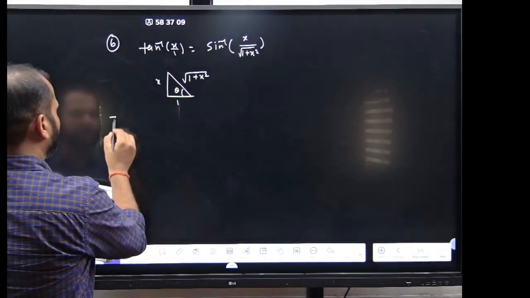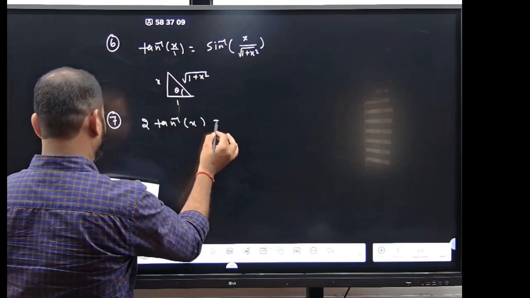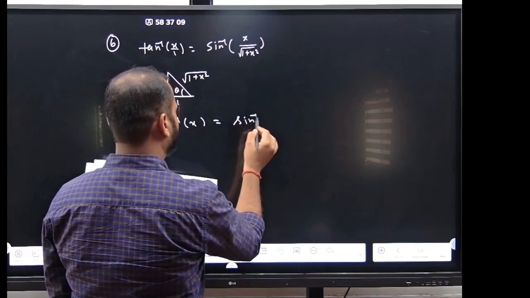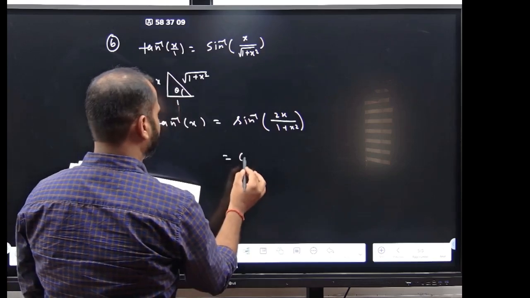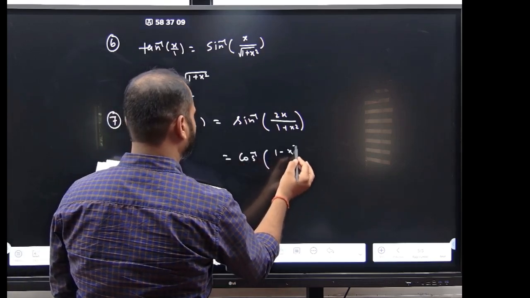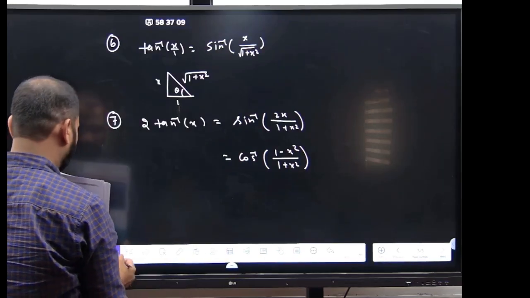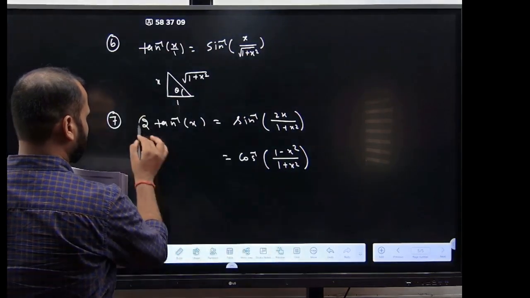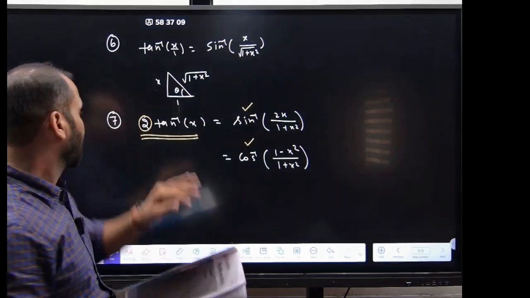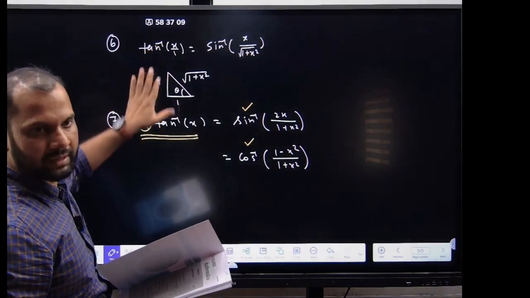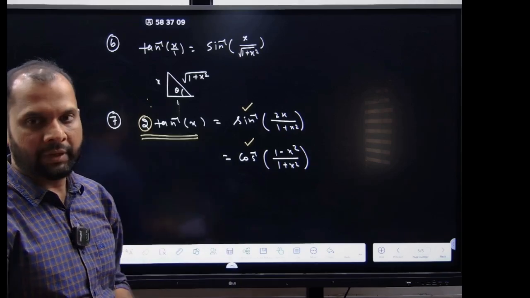Seventh one. This property is also very important: 2 tan inverse x. If I want to write this in terms of sine inverse, this will be the formula, sine inverse of 2x upon 1 plus x square. Same thing in terms of cos, if I want to write, 1 minus x square upon 1 plus x square. This is very important. Whenever this 2 is there with tan inverse x, immediately you can convert directly in terms of sine and cos. If 2 is not there, then the earlier method is used to convert. If 2 is there, these are the methods. From where is it coming?